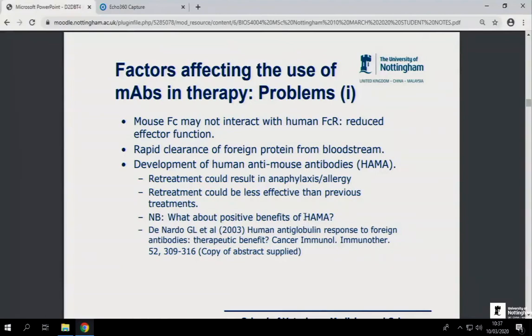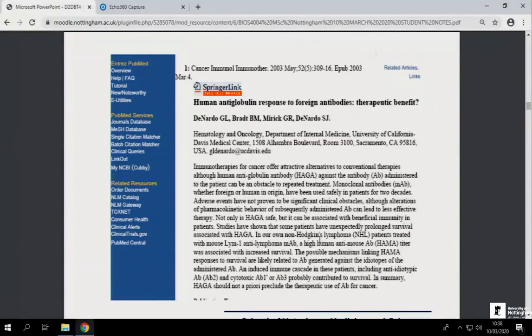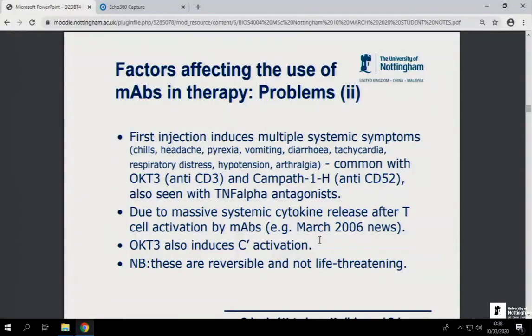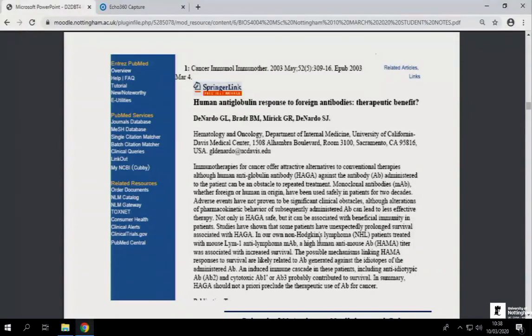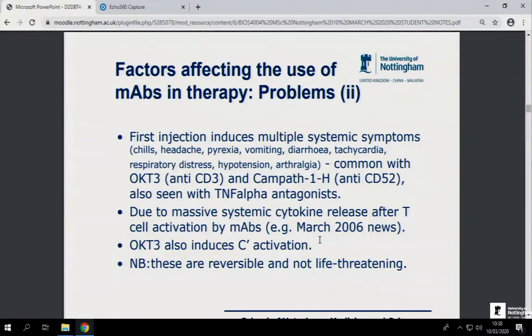However, DeNardo and that gang a long time ago described the fact that it's possible there may be a benefit to HAMA, the reason being that this non-specifically enhances immune response. Remember we said that before? There are lots of things that do that. They're called biological response modifiers. And they did a paper years and years ago showing that there was a little bit of benefit sometimes if you used mouse antibodies in humans. And there's that paper, which you can read at your leisure. These papers, you can click onto PubMed and see them. If that's not live, you can pick it up from the title.